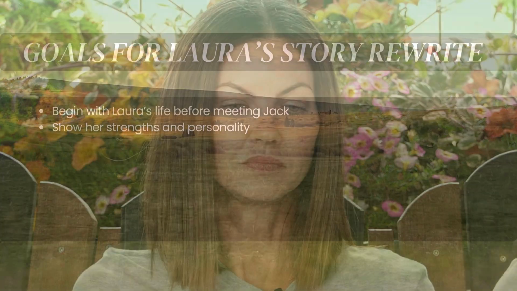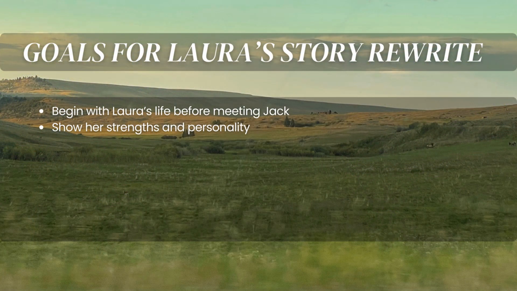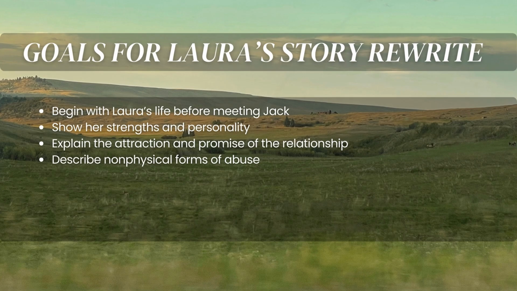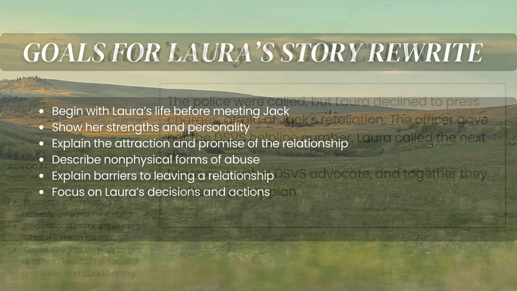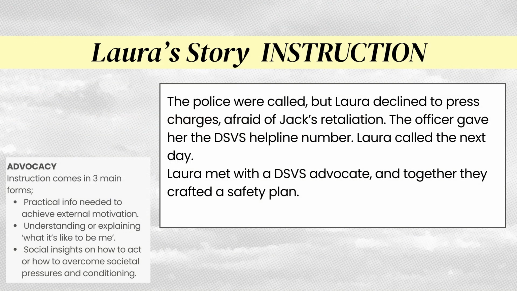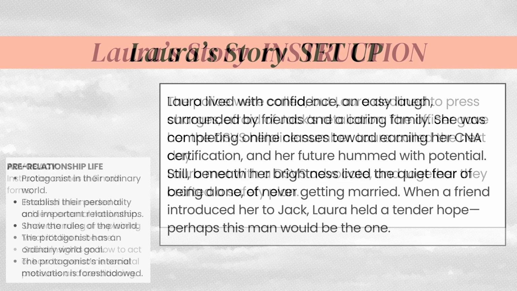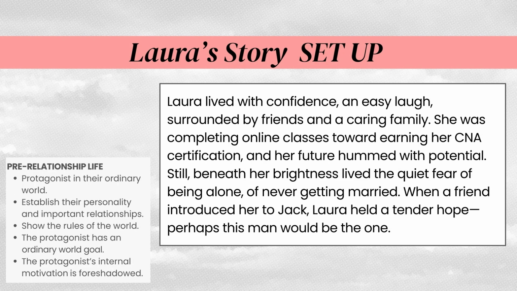For Laura's stories, our goals were: begin with Laura's life before meeting Jack, show her strengths and personality, explain the attraction and promise of the relationship, describe non-physical forms of abuse, explain barriers to leaving a relationship, focus on Laura's decisions and actions, highlight specific services provided by DSVS, and avoid oversimplified happy endings. It was very important to us to begin the story with Laura as a person, not with her abuse. Give her a personality and support system and life goals.